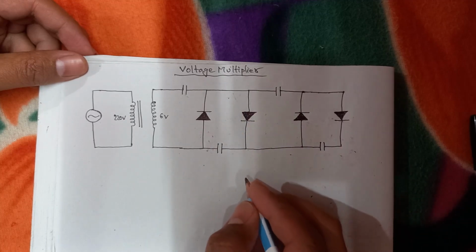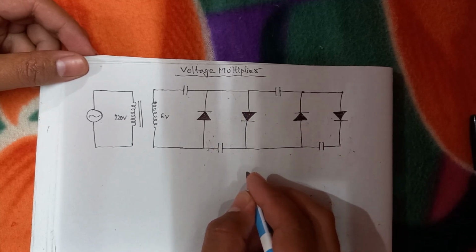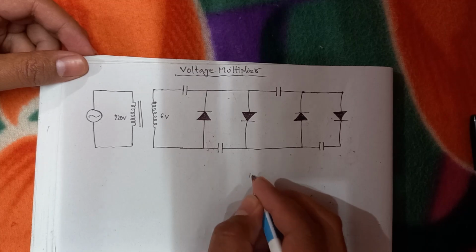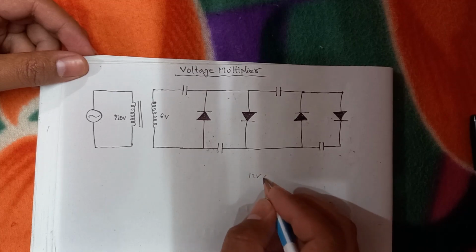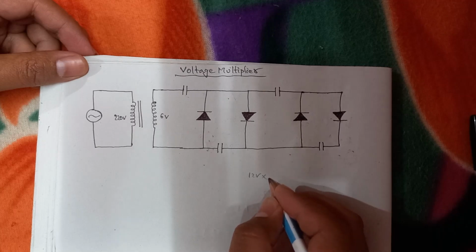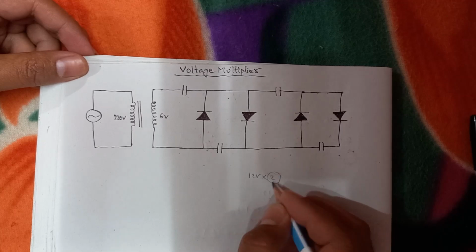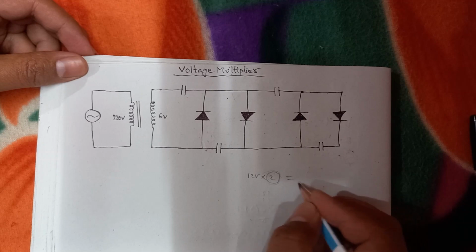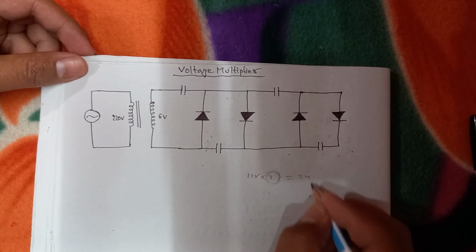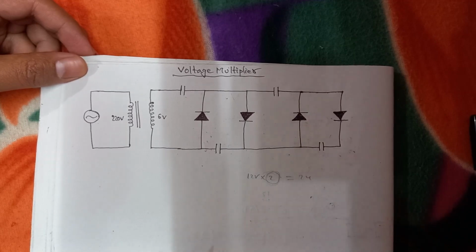Suppose we have a voltage of 12 volt, then we can multiply it by 2 or 3 or 4 or 5, and we can get more voltage. 12 2s are 24, 12 3s are 36, 12 4s are 48.